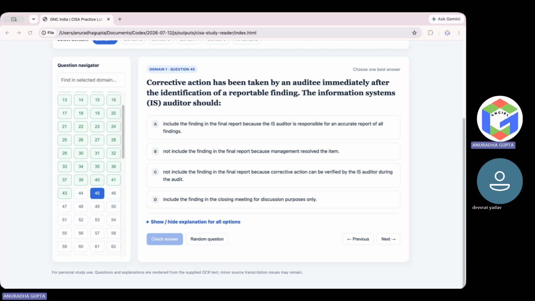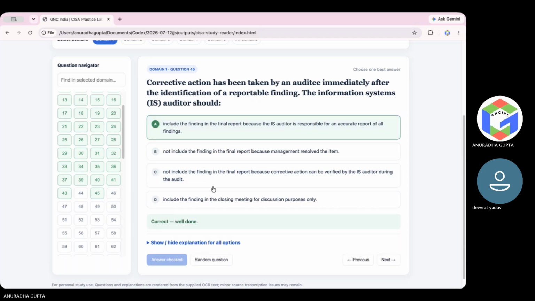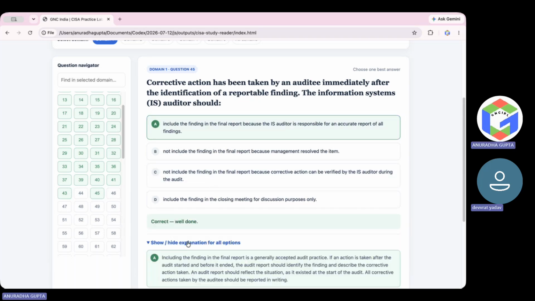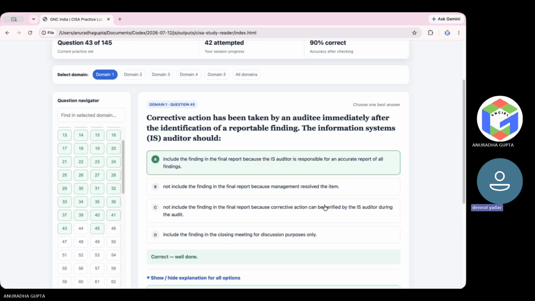Okay. And we can also eliminate like this: in B, it is mentioned "not included in the finding." So B and C are directly eliminated. And D says include the finding in the closing meeting, so that is not relevant actually. So again, I think A is the best option. Yes, A is the best option we can choose. Directly move to next.